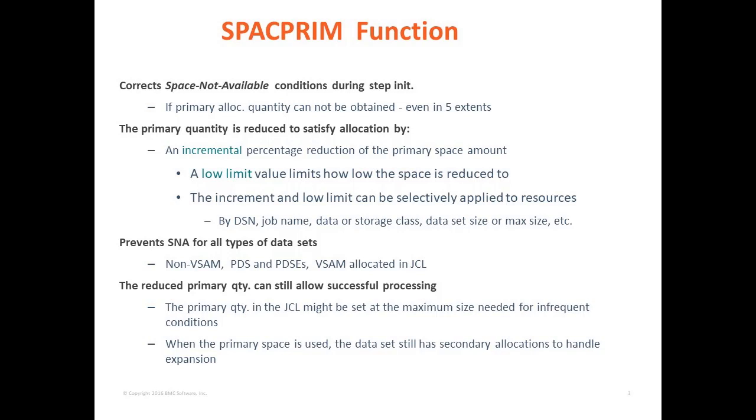As with all allocation rules, the values can be selectively applied to just about any resource associated to a dataset. SPACPRIM works for all dataset types to prevent space not available JCL errors at allocation time. It is recommended not to use a low decrement value, such as 1%.